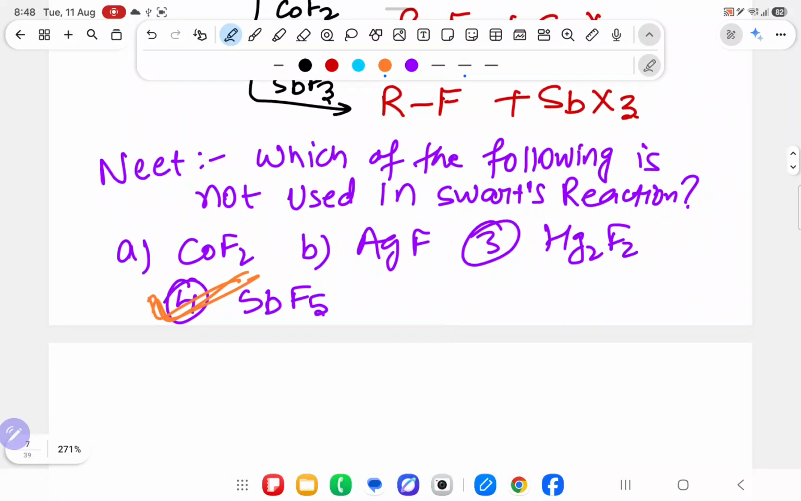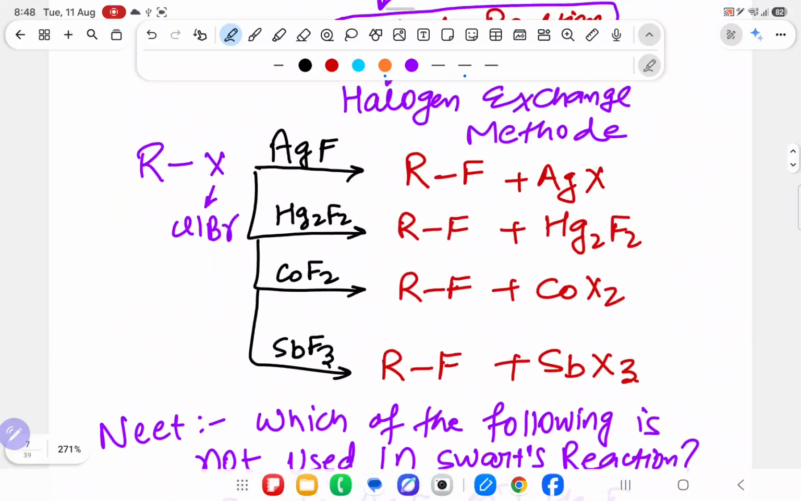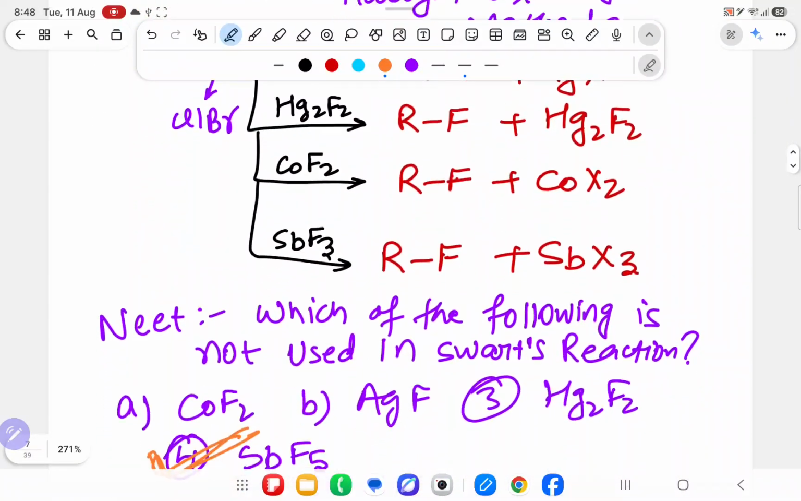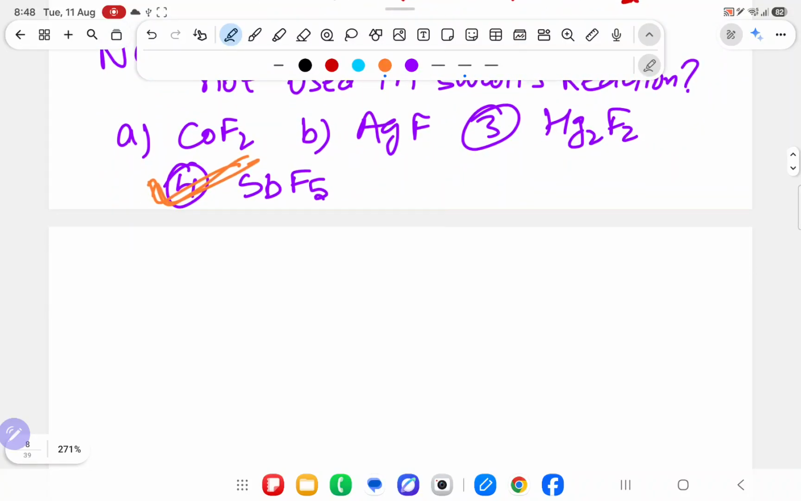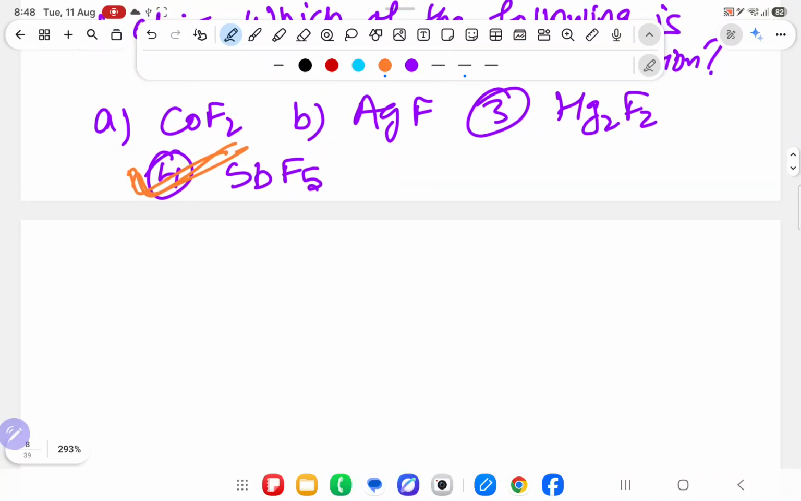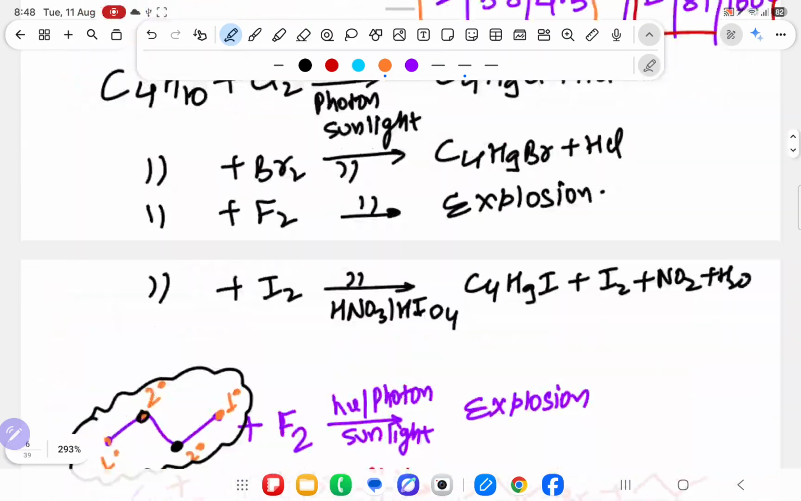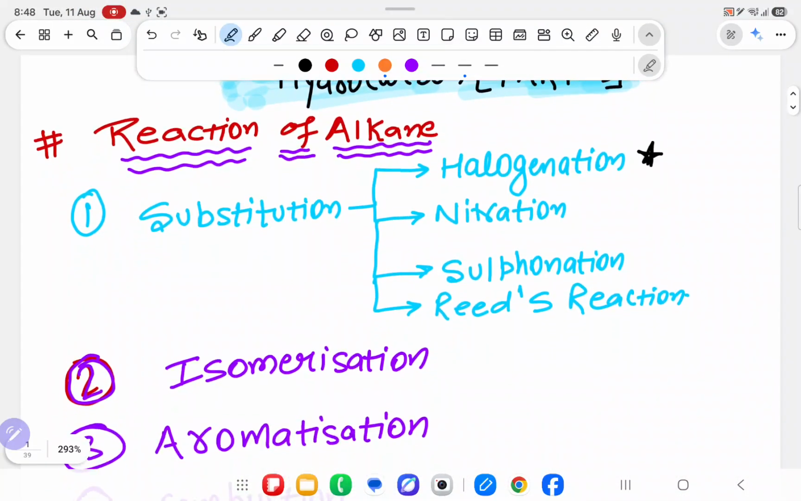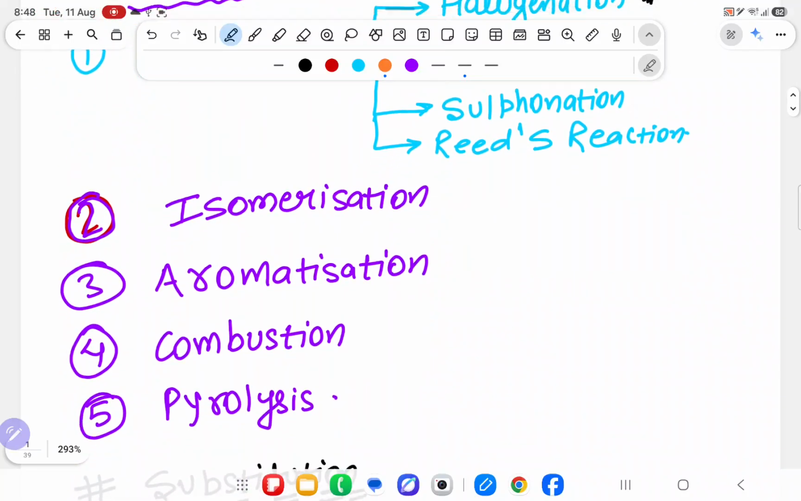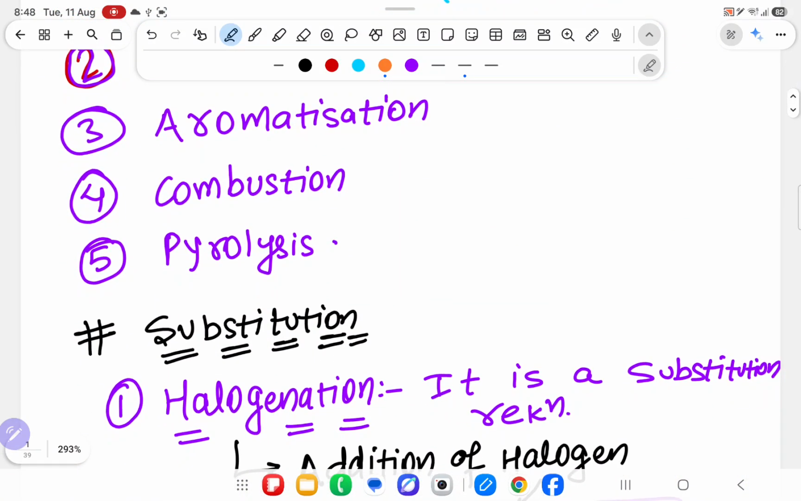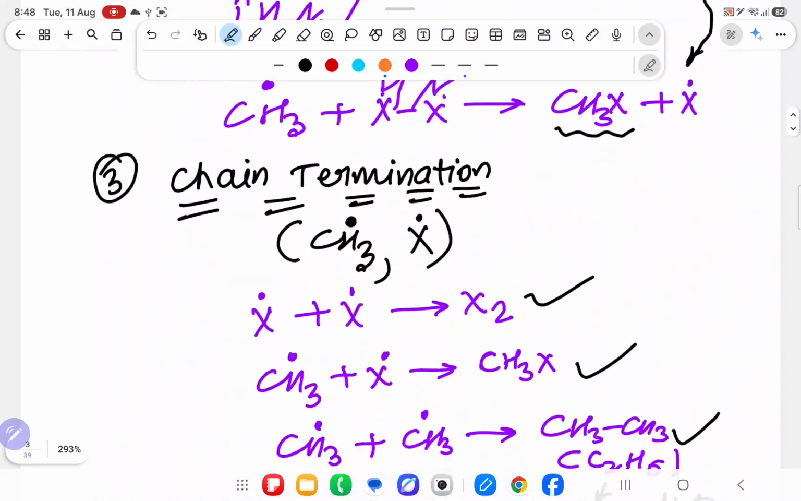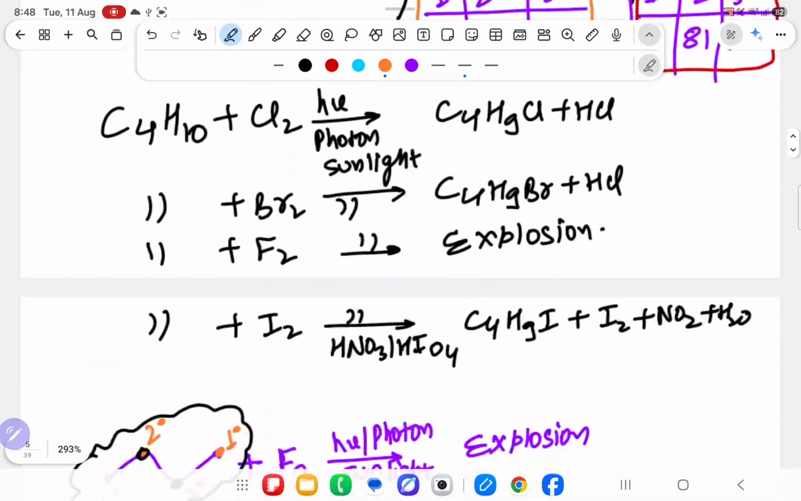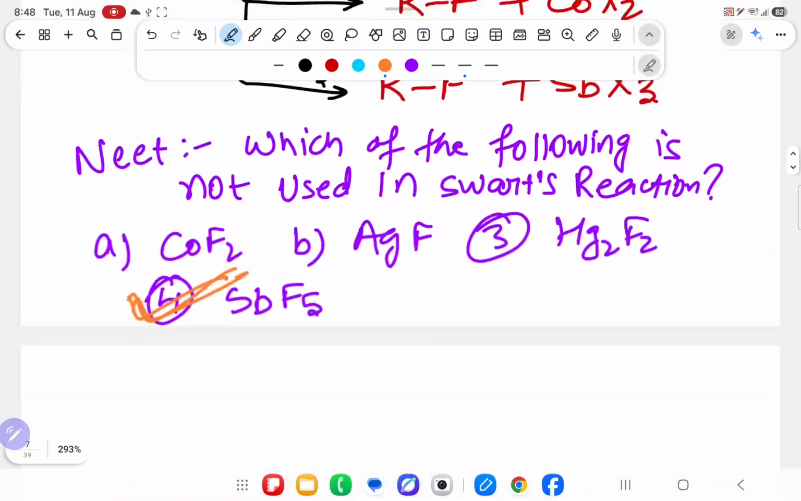So I hope halogenation you have understood very properly. If not, then you will see it again. Halogenation part done. Then remaining part is isomerization, aromatization, pyrolysis. Halogenation only I have dictated. After nitration, sulfonation, Reed's reaction, isomerization, aromatization, combustion, pyrolysis, everything I will cover here. It is required to cover in one video. It is good instead of 2 to 3 videos.